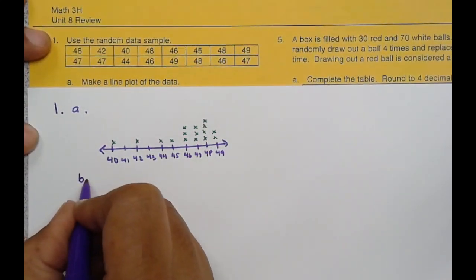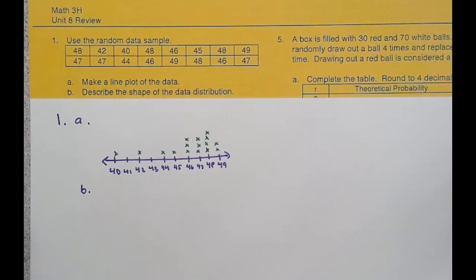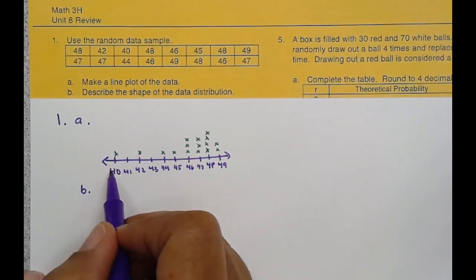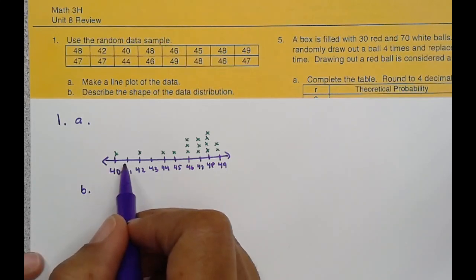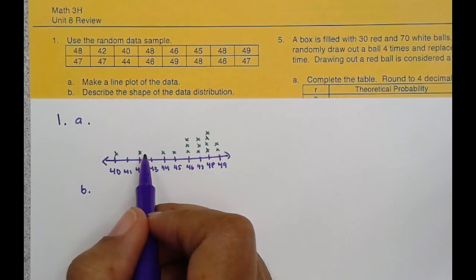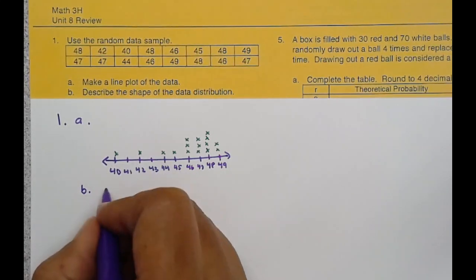Part B. Part B asks us to describe this data distribution. Well, it's either level, it's normal, or it's skewed, and it happens to be skewed here. The tail end is on the left side, so we want to say it's skewed left.